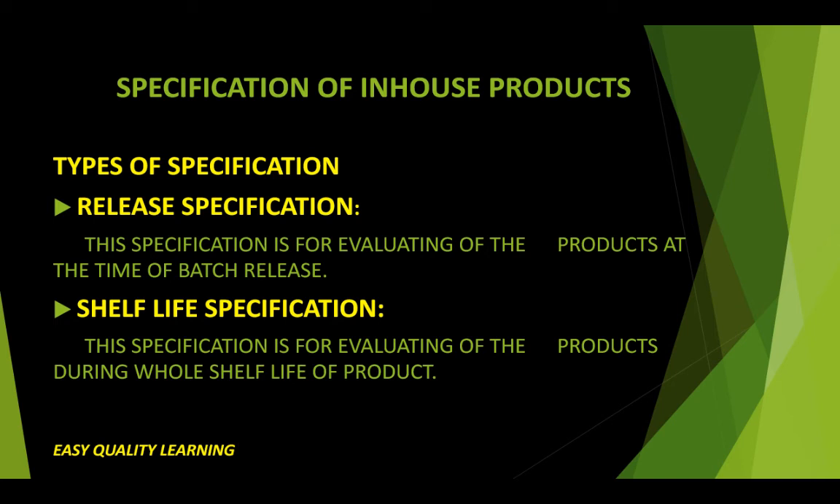In this, generally people have slightly more stringent limits. Like our pharmacopoeial limit, if it is 90 to 110% for assay, then at this particular stage we generally keep 97 to 103 or 95 to 105, as per company policy. Then shelf life specification.